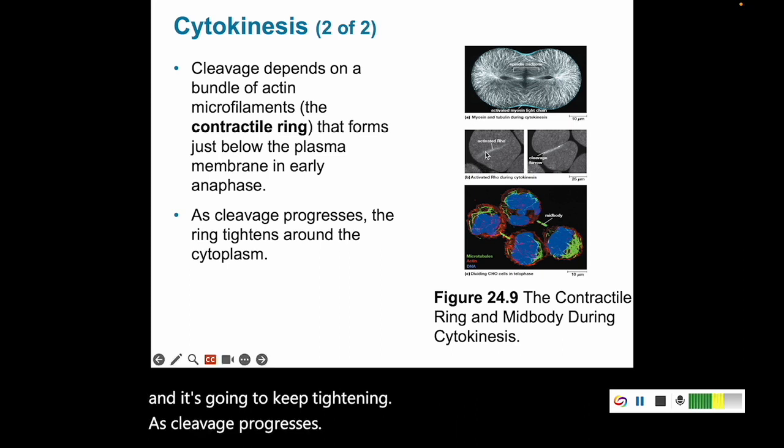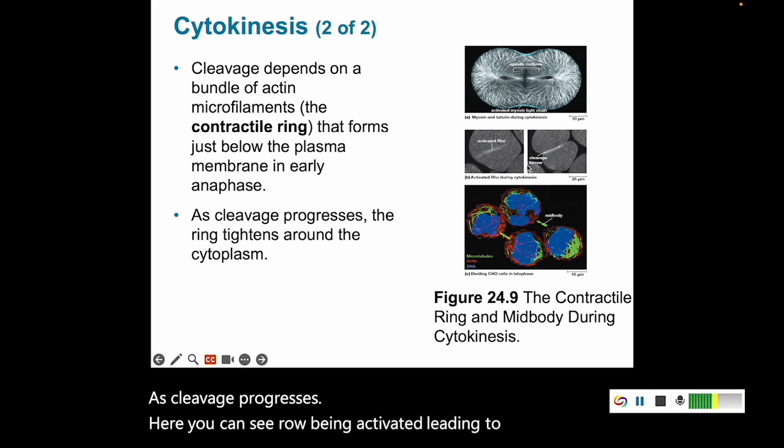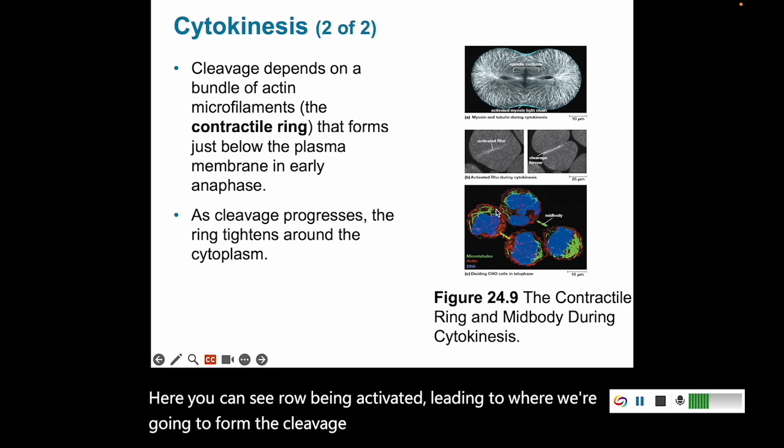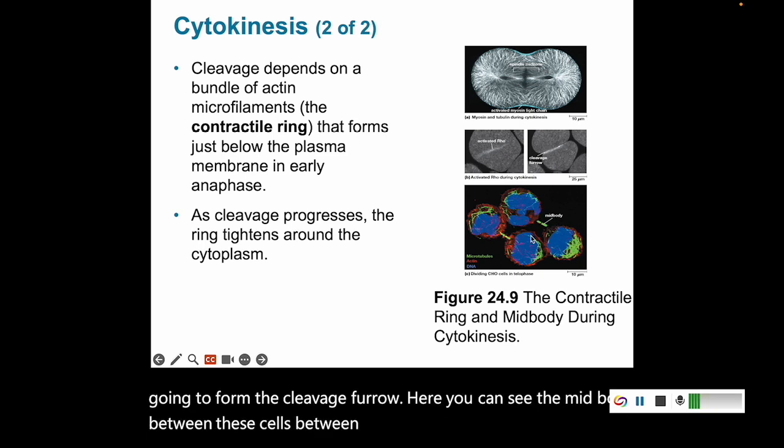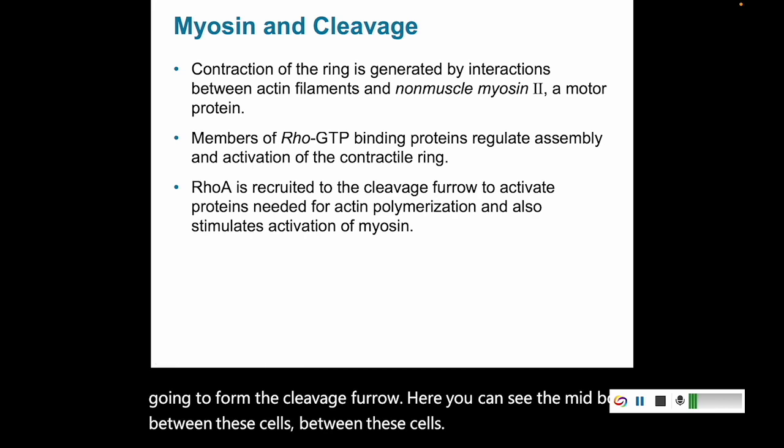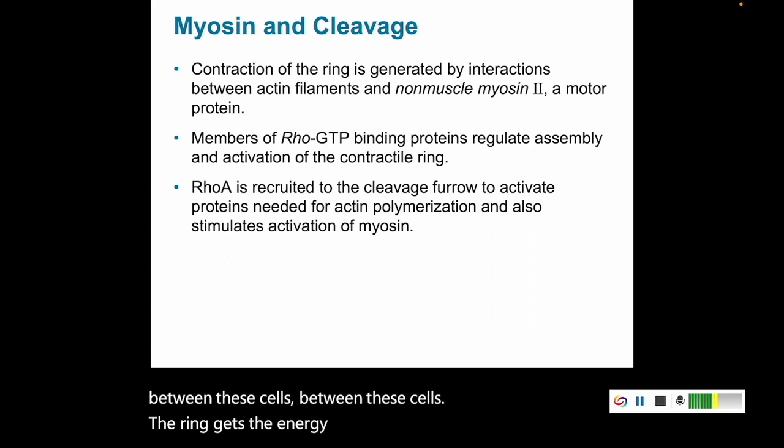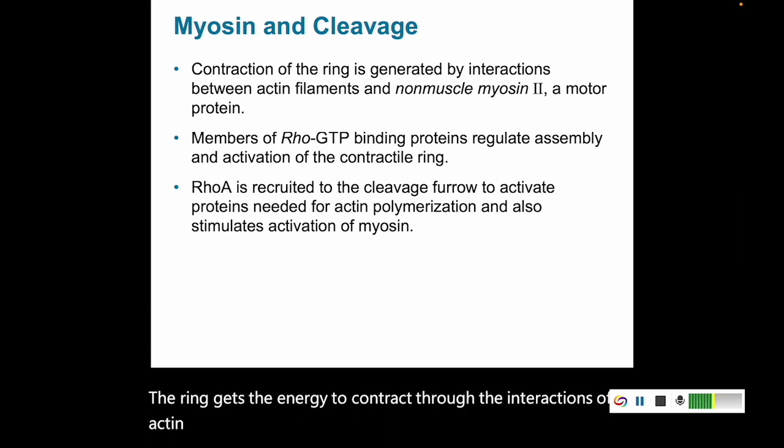Here you can see Rho being activated, leading to where we're going to form the cleavage furrow. Here you can see the mid-body between these cells. The ring gets the energy to contract through the interactions of actin and non-muscle myosin 2. Non-muscle myosin 2 is a type of motor protein.